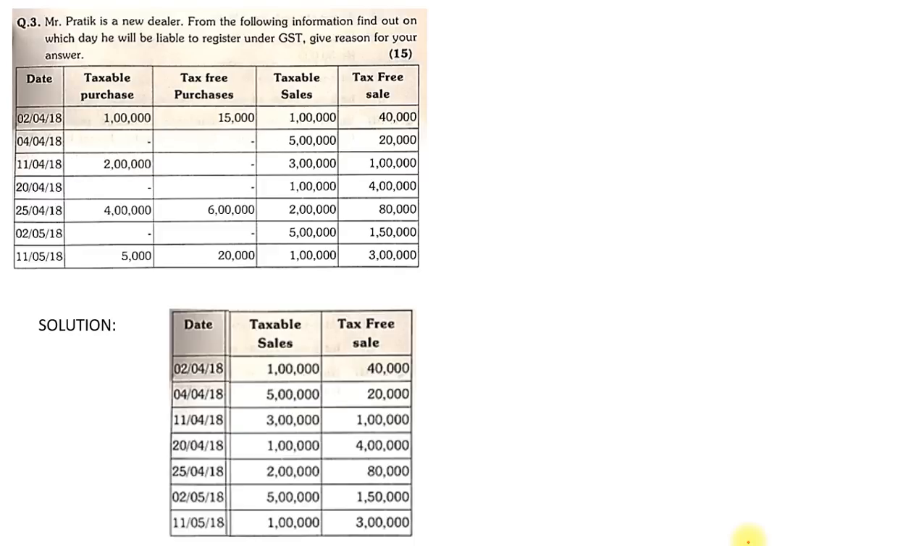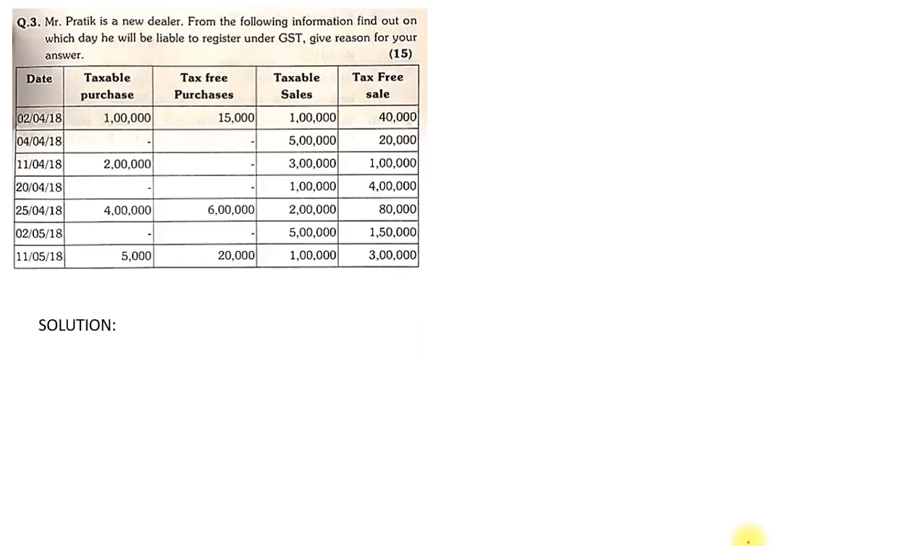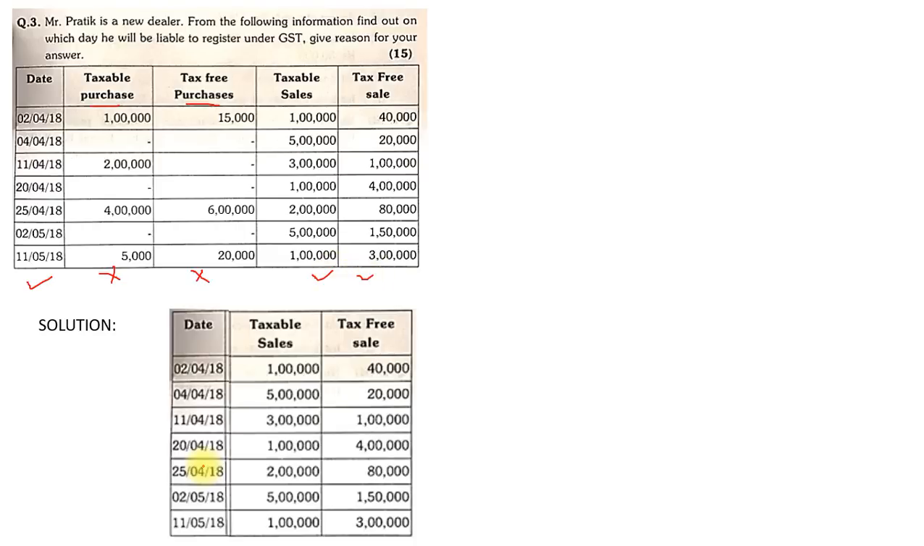First, always remember, we require the date. Purchases will never come into the solution where they're asking you to find the total aggregate turnover. Turnover means only sale and supply. So we have taxable sale and tax-free sale. I need three columns: date, taxable sales, and tax-free sale from the question as it is.